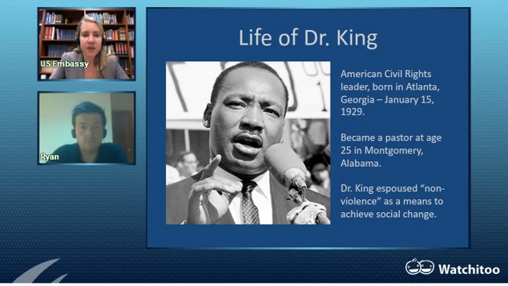By the time he was just 25 years old, he became a pastor of a church called the Dexter Avenue Baptist Church in Montgomery, Alabama. And he went on, even after that point, to get his doctorate or his PhD in theology, and then he became known as Dr. King. What is important about Dr. King's mentality was that he espoused the concept of nonviolence as a means to achieve social change.